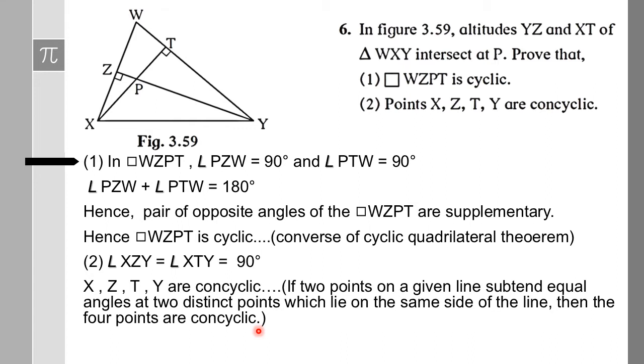That is the video before we started with practice set 3.4. The link I will mention in the description box, wherein we are discussing the condition for 4 points to be concyclic. Please go through that video. Then this part is very simple. So these 2 angles are congruent and they are lying on the same side of the line XY. So these 4 points are concyclic.